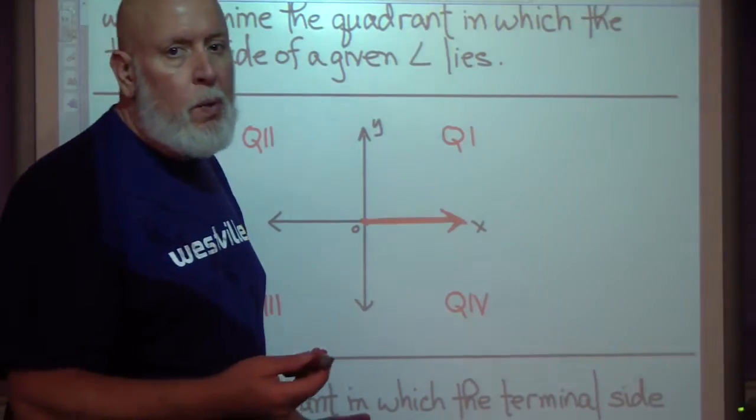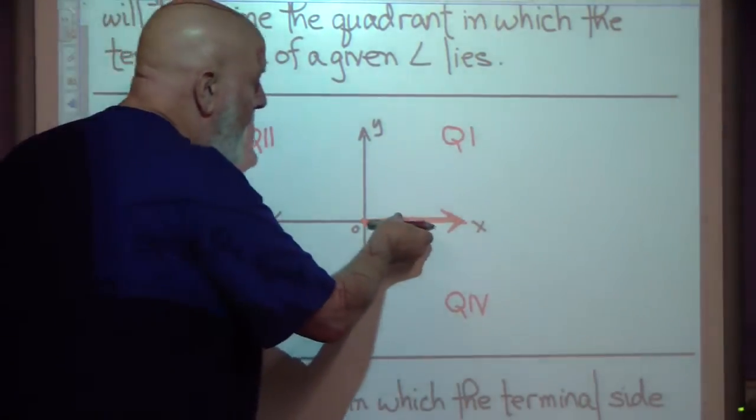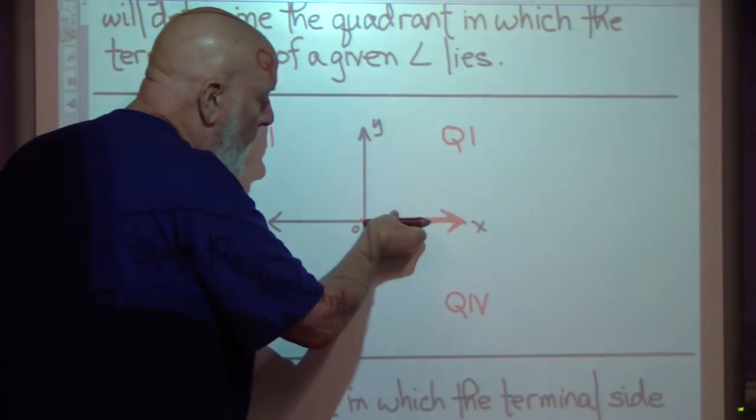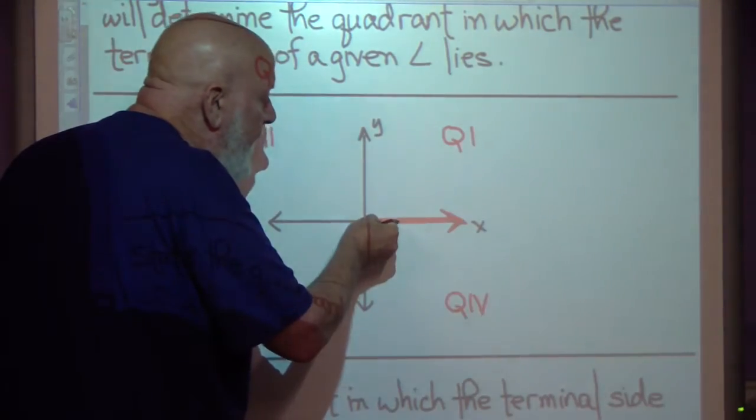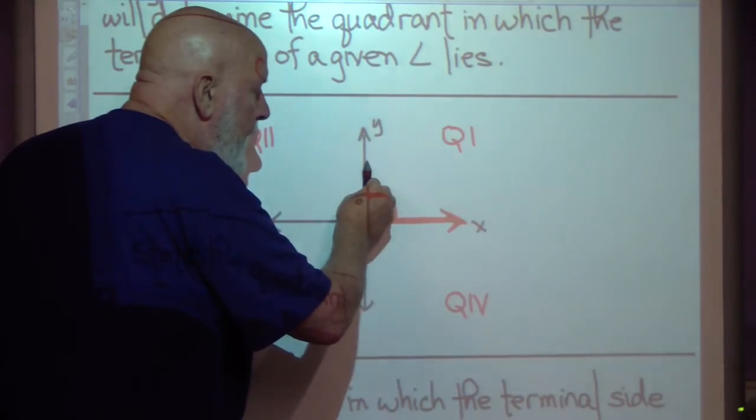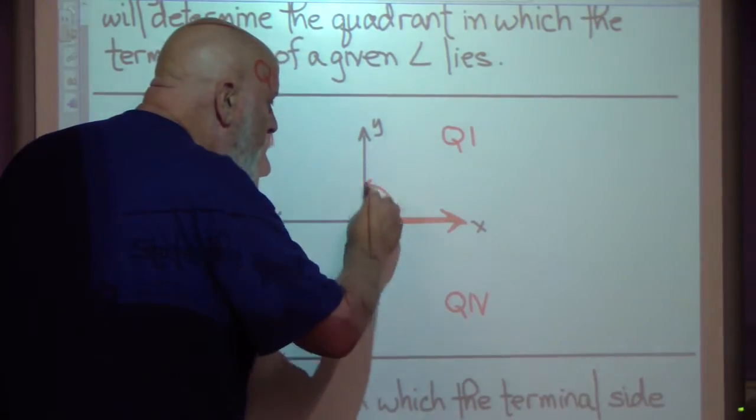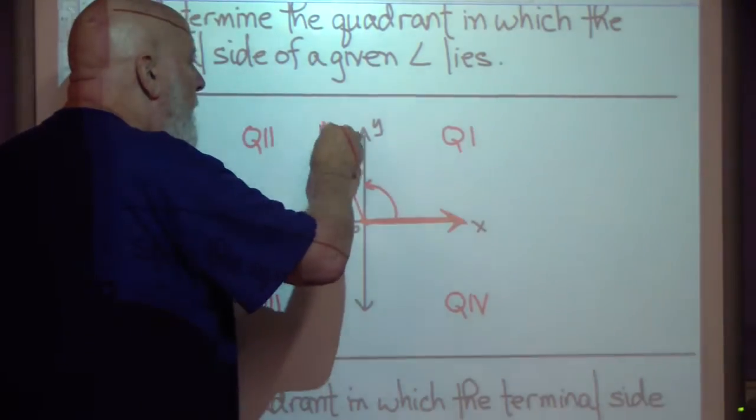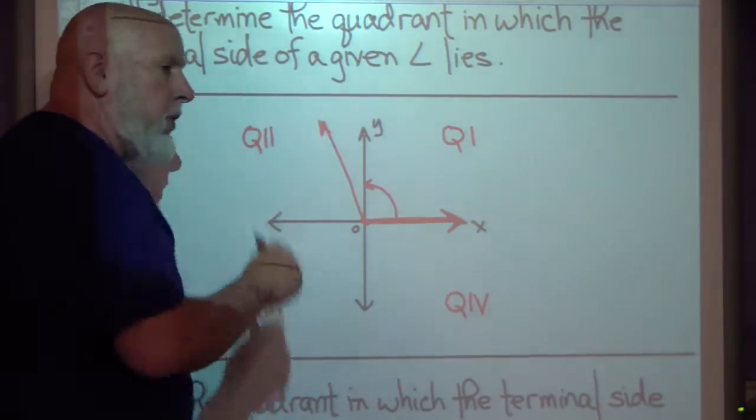So let's say I said 100 degrees. What quadrant does 100 degrees stop in? Well, the way I would think of it is, from here to here is 90 degrees. If I'm rotating, that's a rotation of 90 degrees. If I go 10 more degrees, it'd be somewhere in here, and my answer would be quadrant 2.